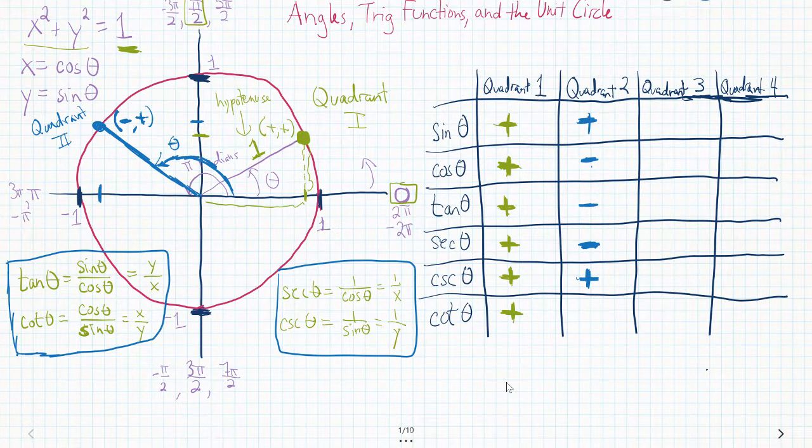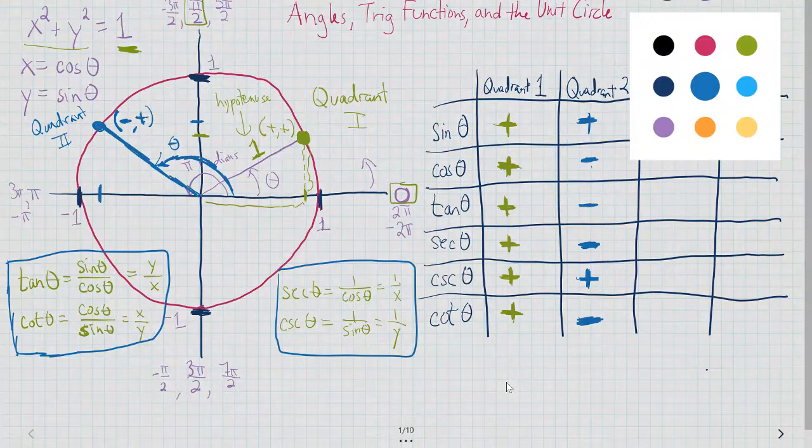And then cotangent theta, notice that's x over y, so you have a negative divided by a positive, that's going to be negative. Okay? And quadrant 2 is done. So we can keep on moving forward. We'll do orange for the next one.